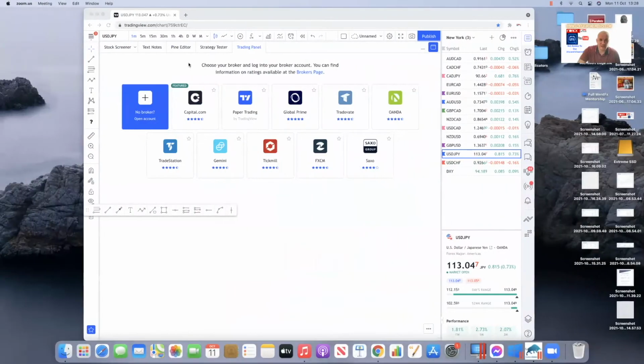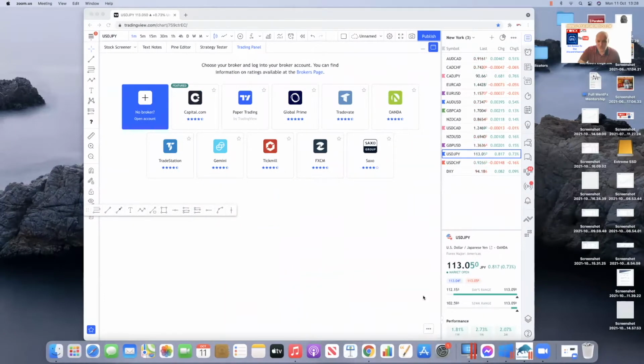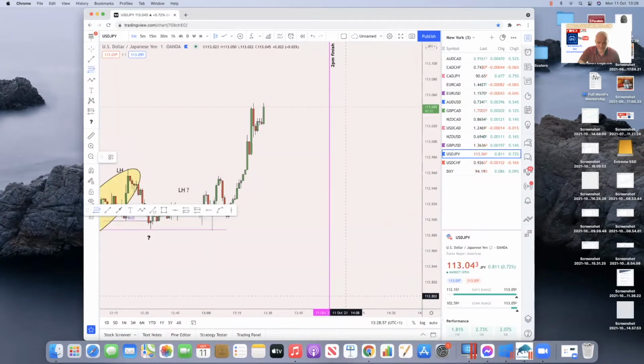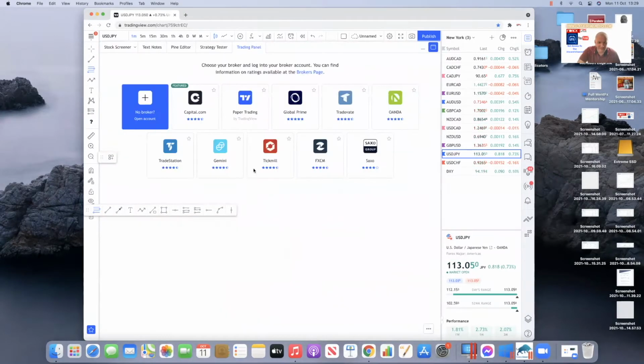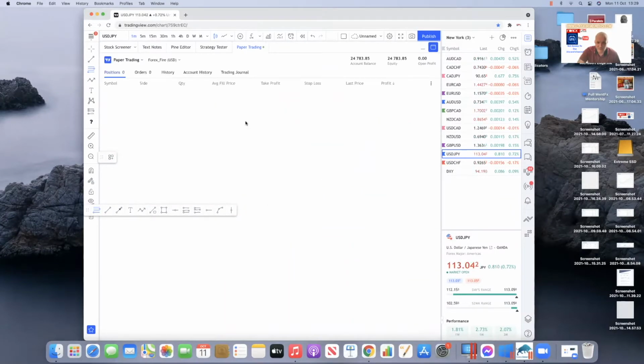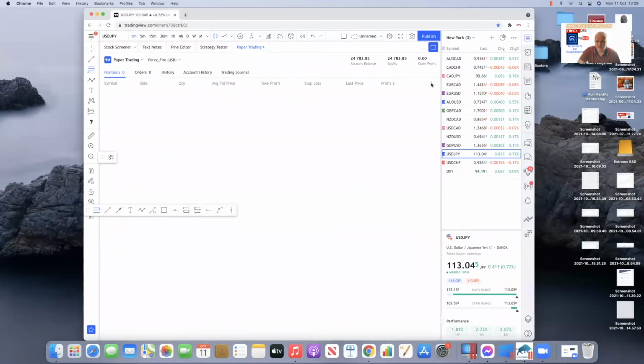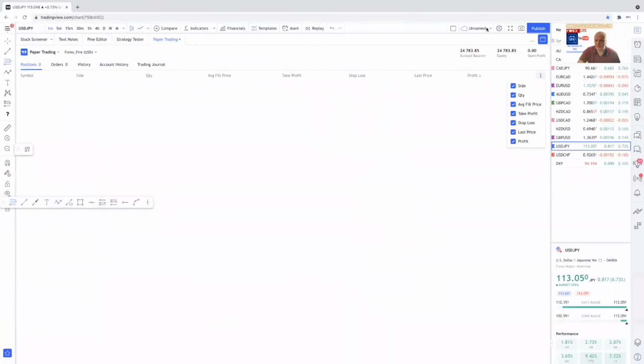Right, so what you do is go to your profile. Let's minimize this. On the bottom, you can click on an area that has a brokers list on here. You can connect paper trading. When you connect paper trading, from there we'll just go to trading. Just make this bigger.